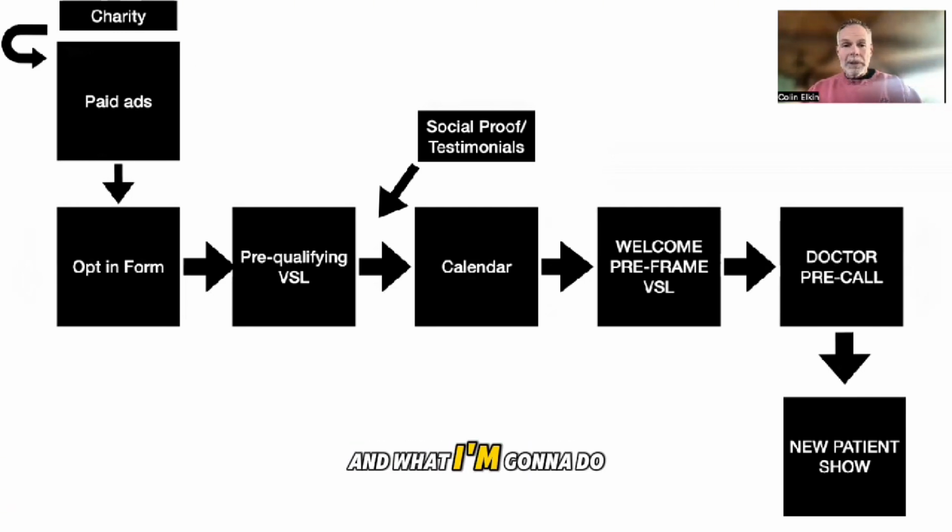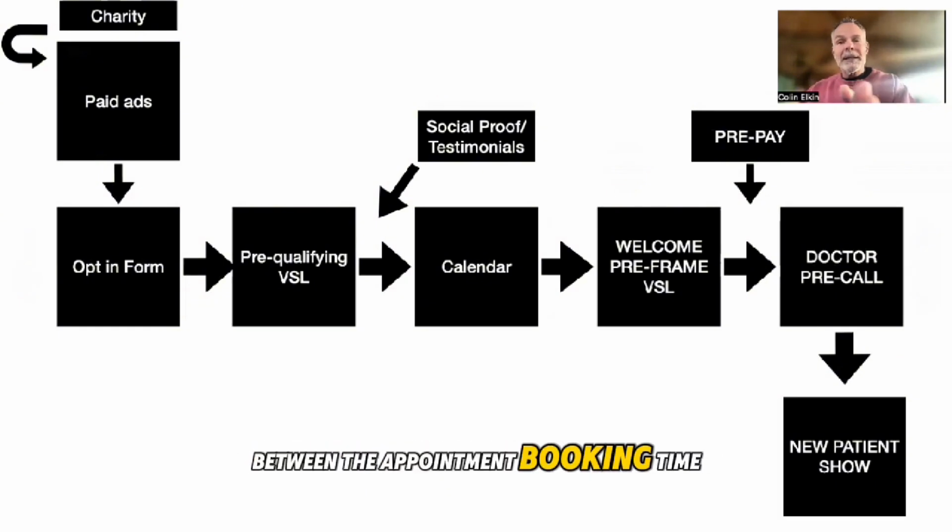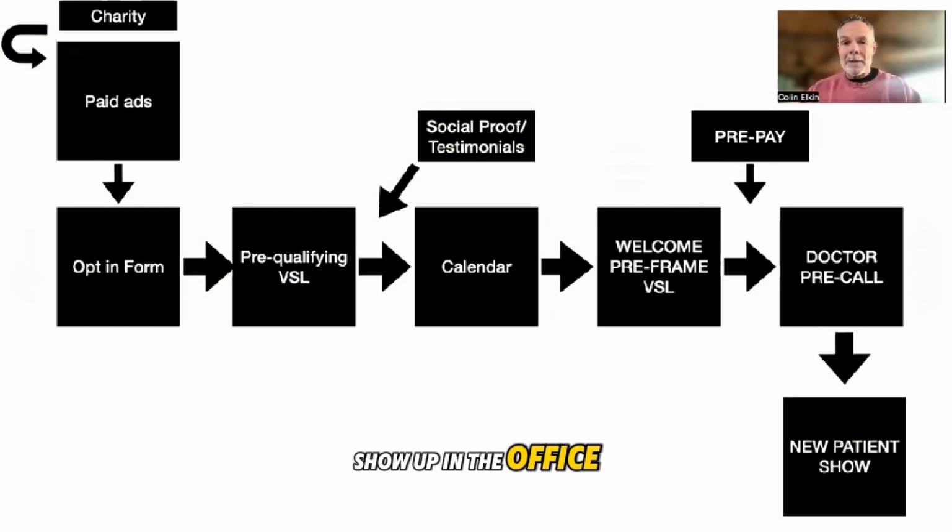The next step of this funnel is that we're going to have my staff call you and suggest that you prepay for this appointment. That's the only way that we can hold your spot. You can pre-frame this on the video sales letter between the appointment booking time and the time that they show up in the office. Then we can train the staff and say, this is what we do when those appointments are booked: we call them, we confirm their appointment time, and then we get a prepayment.